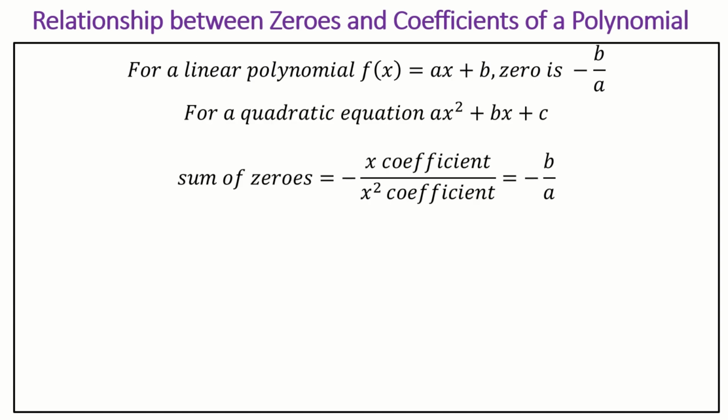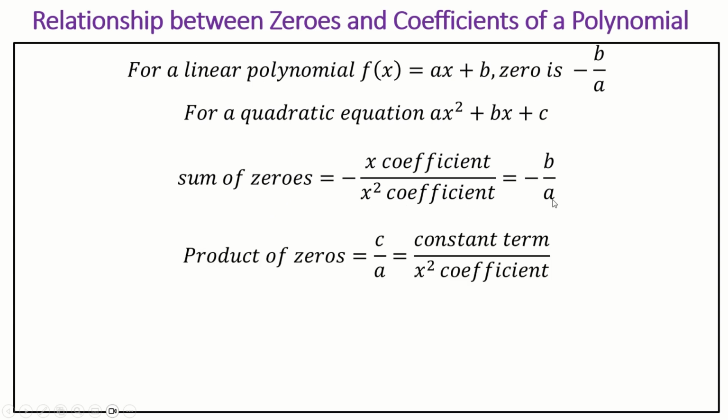For the quadratic, if it is in the form ax square plus bx plus c, then the sum of zeros, that is, if alpha and beta are the zeros of this polynomial, then alpha plus beta equals minus of the x coefficient by the x square coefficient, that is minus b by a. The product of zeros, that is alpha into beta, equals c by a, the constant term by the x square coefficient.